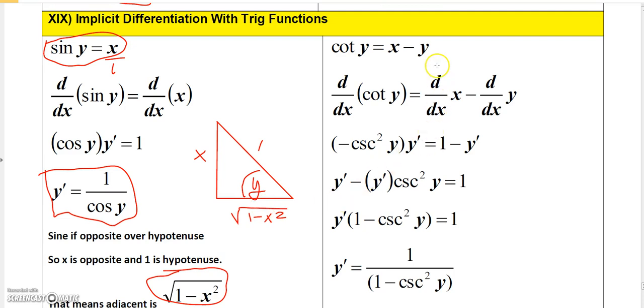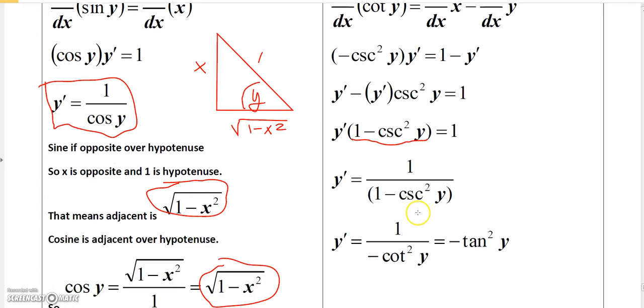Now you can do something similar here, but I won't have time to finish it. But if I take the derivative of cotangent y, I get minus cosecant squared y times y prime, and then the derivative of x is 1, the derivative of y with respect to x is y prime, and then if you get your two y prime terms together, this minus cosecant squared y prime and the minus y prime, I can move it to the other side, and I get y prime minus y prime cosecant squared y equals 1. And then if you factor out the y prime, you get y prime times 1 minus cosecant squared y equals 1, and then just divide both sides by 1 minus cosecant squared y.